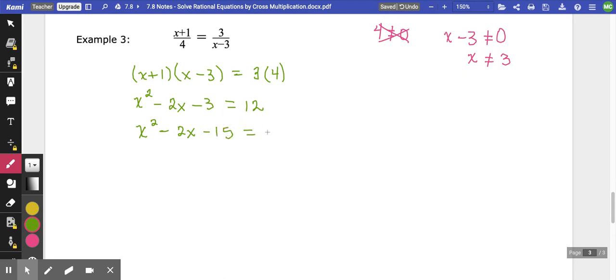All right, so I'm subtracting 12 from both sides to create the 0 on the right-hand side of this equation. Then I need things that'll multiply to make a negative 15 and add to make a negative 2. Well, let's see, negative 5 and a positive 3 would do that for us. So I'd say x minus 5, x plus 3. Then I can set each of those factors equal to 0 and solve.